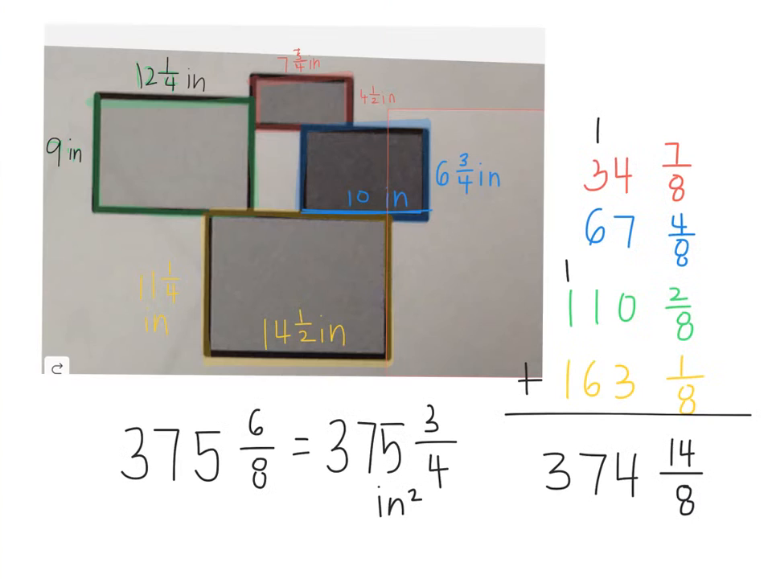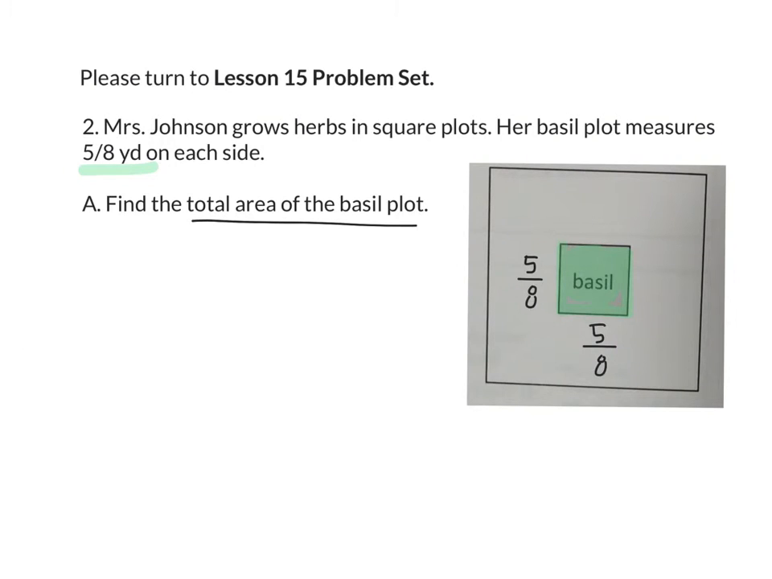Red, find the red again. And orange. Decide for yourselves which rectangle you would like to find the area for. After we find all of the individual rectangles, we just add them up to see that the total area is 375 3/4 square inches.